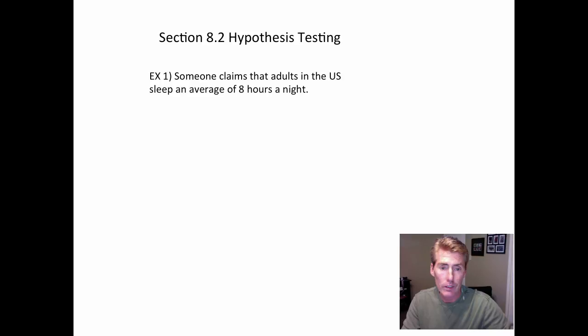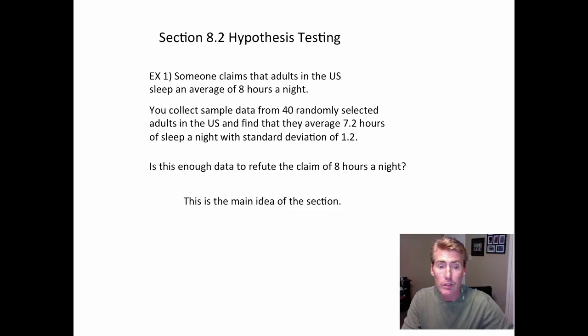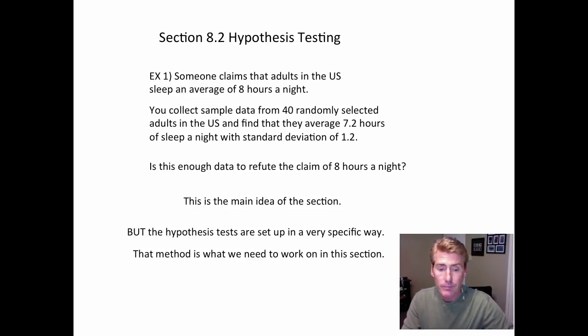Here's the overall idea. Somebody makes some kind of claim, like that adults average 8 hours of sleep a night. And then you want to prove them wrong. So you get a sample, random sample of course, and you find out that the average is much lower. It's 7.2 with s equal to 1.2. So the main question is: is this sample data from 40 people enough to prove that claim of 8 hours wrong? Or is it just not enough data? Do you need 400 people instead of 40? So that's the main idea.